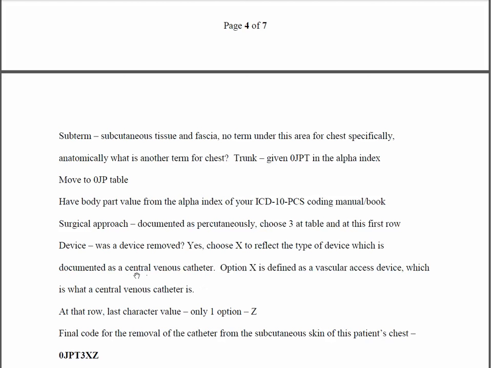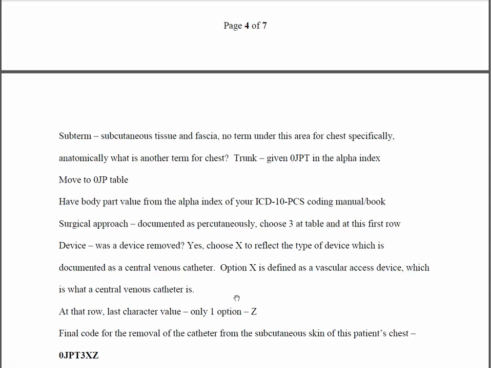The type of device for our clinical information is a central venous catheter. Venous and vein are two very similar words in medical terminology. So if you don't know, you could obviously look it up in your medical dictionary or Google the words central venous catheter to get a definition. But a central venous catheter is a vascular access device. So we would choose X for that character value at that row.